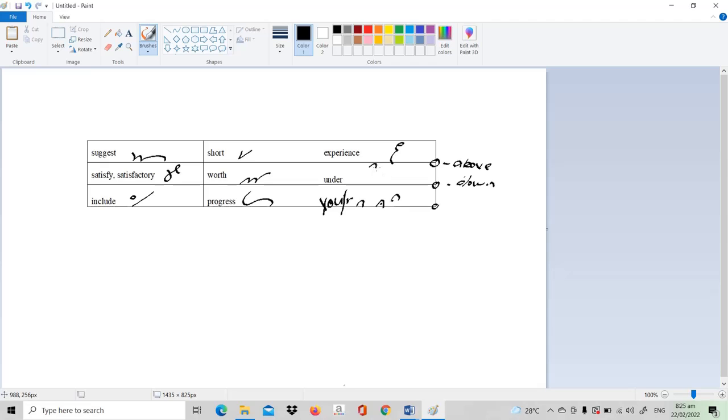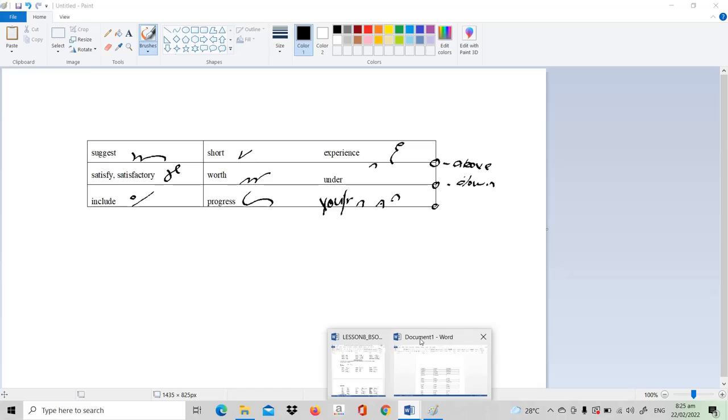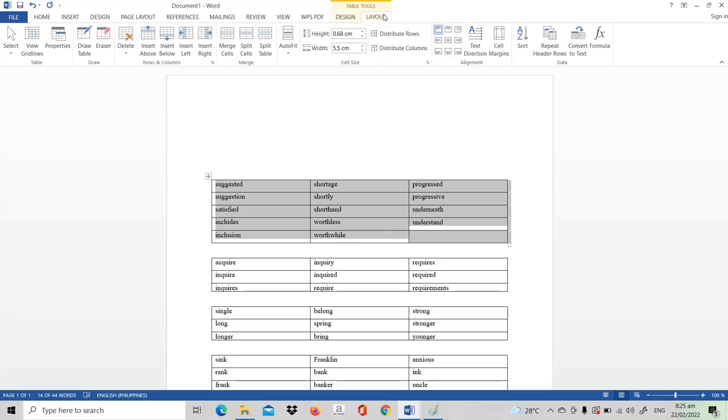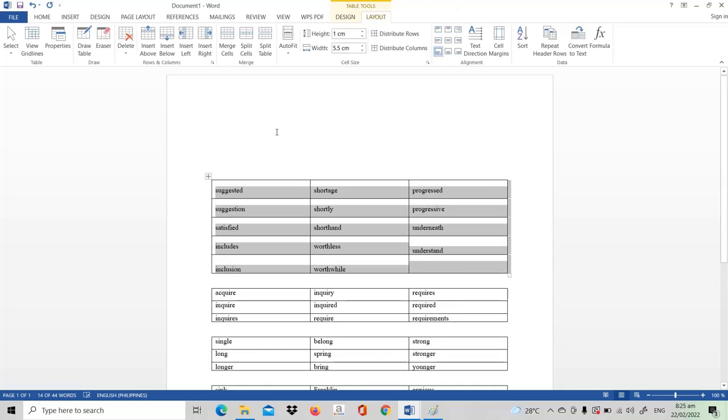Okay? So, ayan, let's try yung ating other words or yung ating mga brief form derivatives para mas maintindihan natin kung paano nga ba ginagamit yung ating mga brief forms. Okay, so let's try.